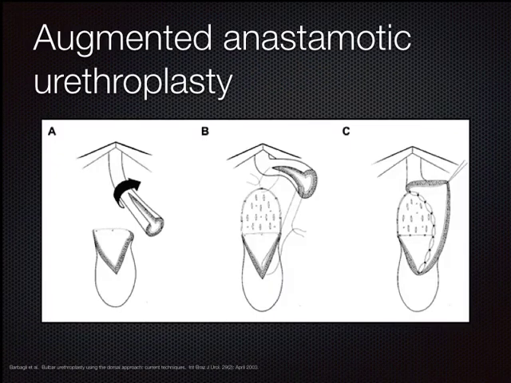So for augmented anastomotic urethroplasty, it is possible to combine the two techniques of anastomotic urethroplasty and augmentation. This would be used in a situation to treat an obliterative stricture or very near obliterative stricture in the bulbar urethra where you want to excise the tightest portion of the stricture.